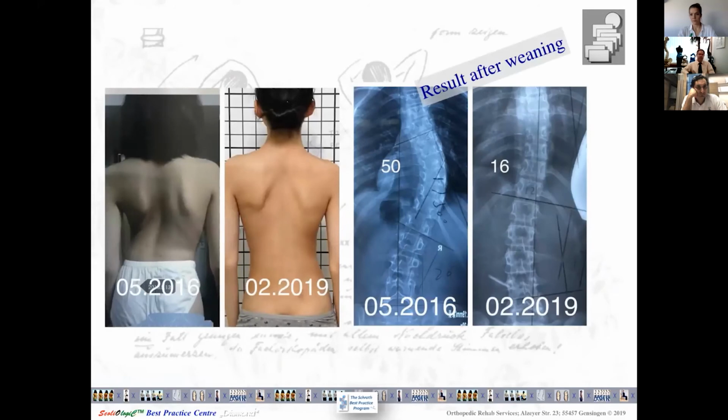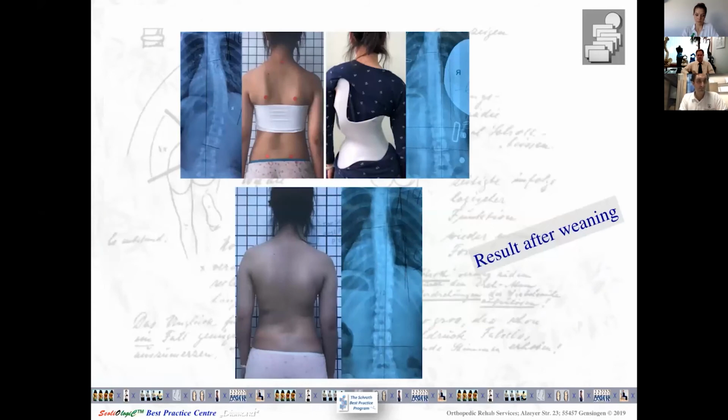So let's show outcomes. 50 degrees in the beginning, 16 at the end, and well-balanced trunk. When we have not so big curves, in a single curve, we can achieve slight overcorrection, and at the end, an almost straight spine and well-balanced trunk. And if you look at the top of the initial picture of the patient, you can see flat back on the thoracic part, and at the end we have good sagittal realignment in the thoracic part.